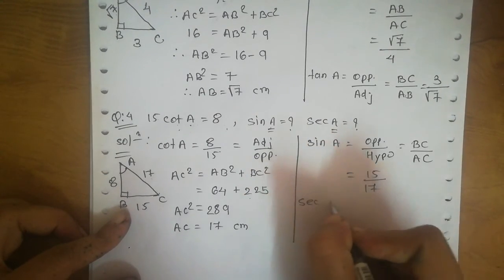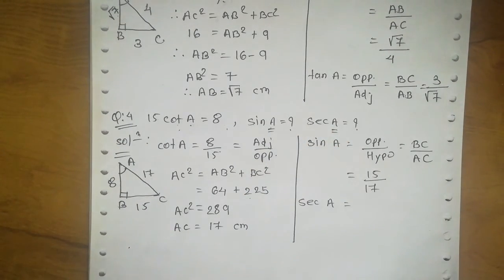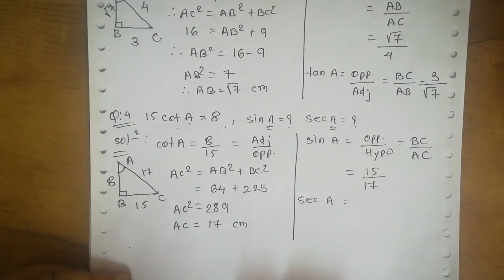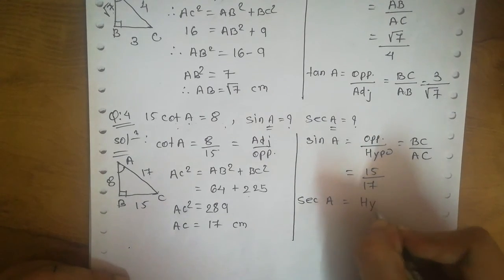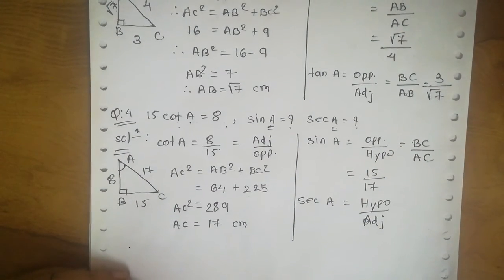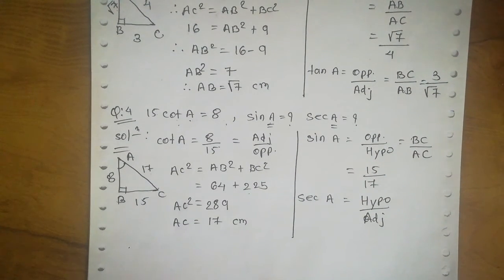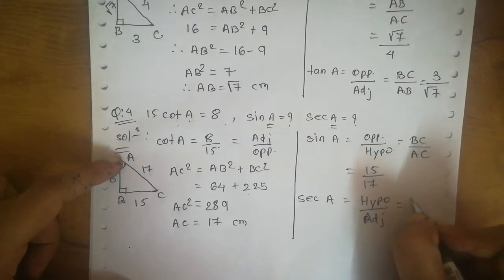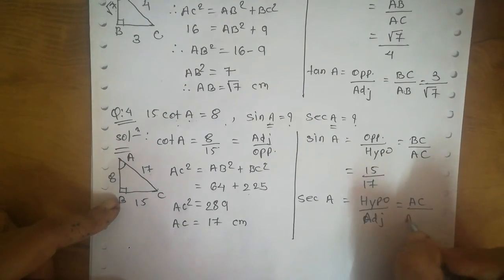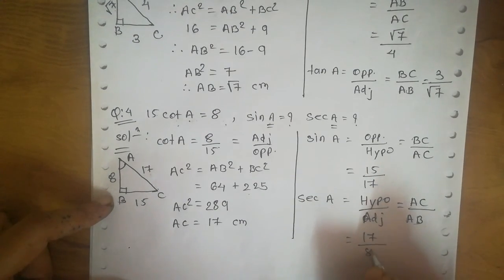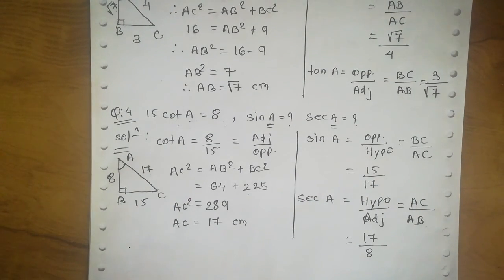Now next is sec A, which is the reciprocal of cos theta. Cos is the adjacent by the hypotenuse, so sec A is nothing but hypotenuse by adjacent. For the angle A, the hypotenuse is AC and the adjacent is AB. So finally we have 17 by 8. So sin A is equal to 15 by 17 and sec A is equal to 17 by 8.